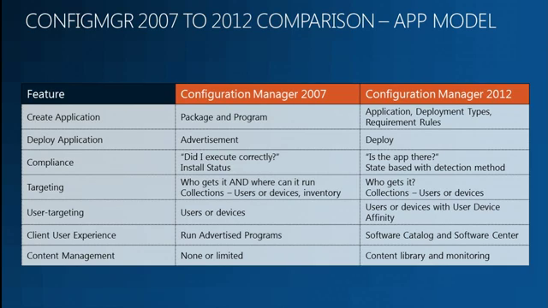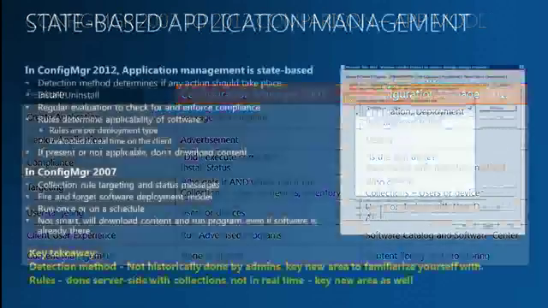Content management was really limited in CM07. In CM12, we have this content library. We're efficient about the way we store content. We single instance store files, for example. We have a full in-console monitoring system that allows you to distribute content, view the success of the distributions out to your distribution points, and know what's going on with your content distribution system at any given time. So a lot of richness there in our content system.